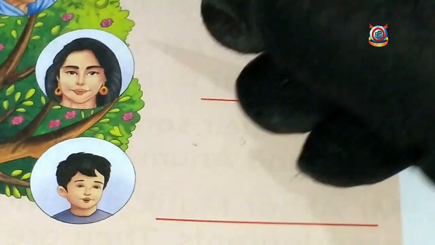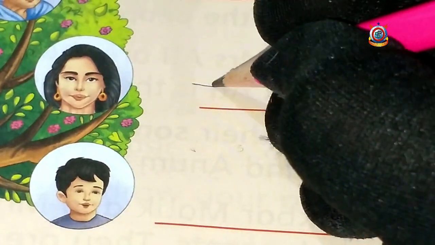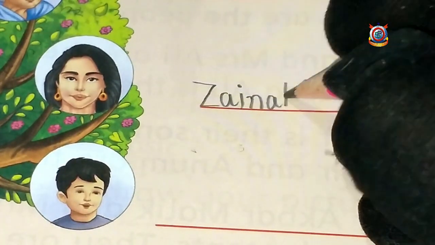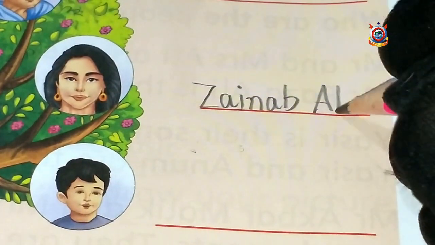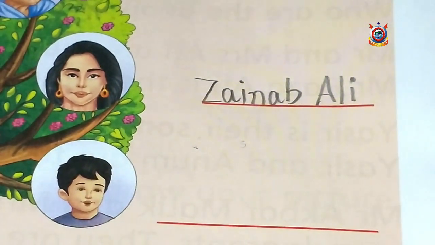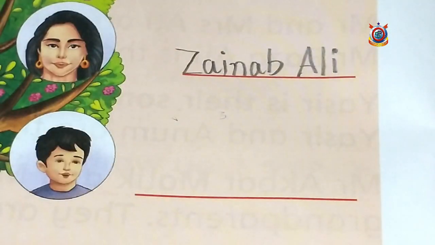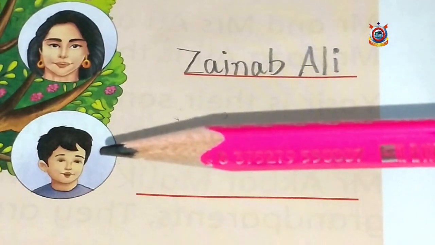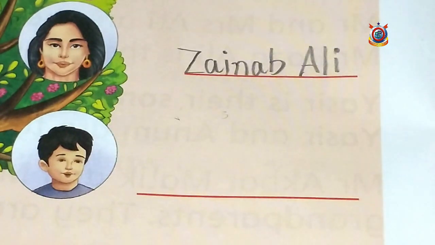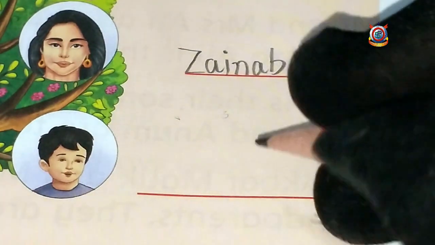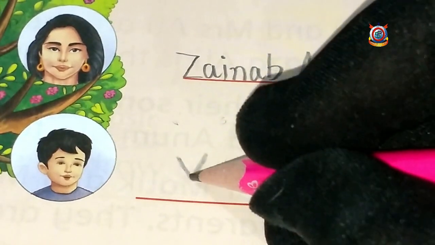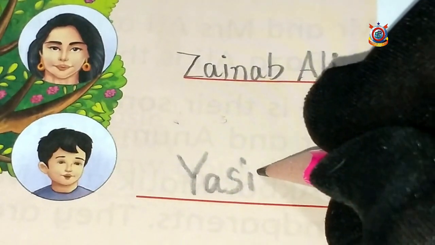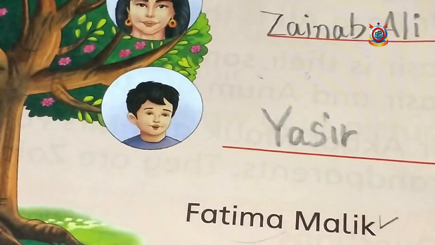Let's write with me, students. Her name is Zainab Ali. In a very beautiful and neat and clean writing, write here Zainab Ali. Very good. Okay, students. Now you can easily guess who is he. Yes, very good. He is Yasir, and Yasir is the brother of Anam. He is Yasir.